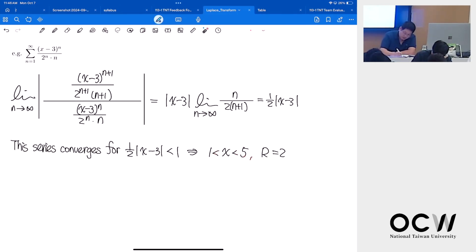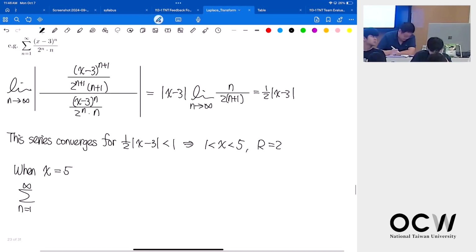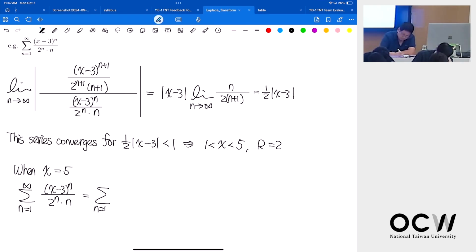Okay, when x equals 5, this summation is (x minus 3)^n divided by 2^n times n. When x equals 5, there will be 2^n divided by 2^n times n. We have the sum of one over n. This diverges.